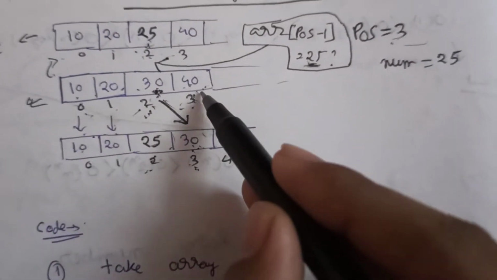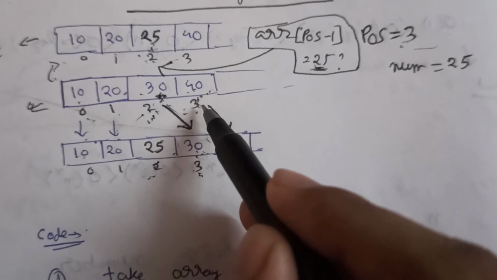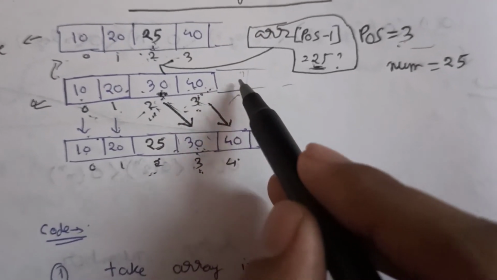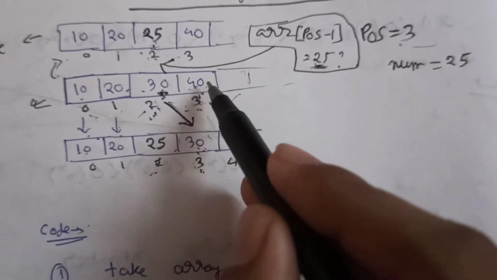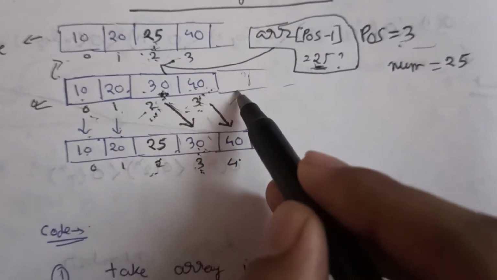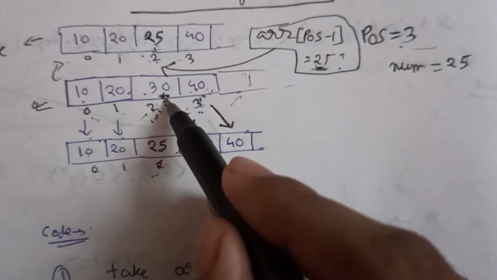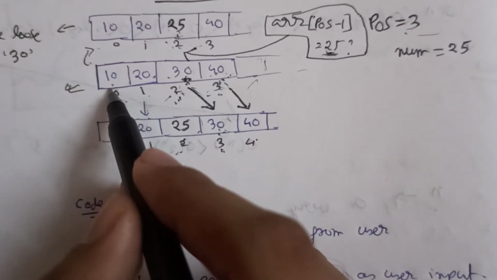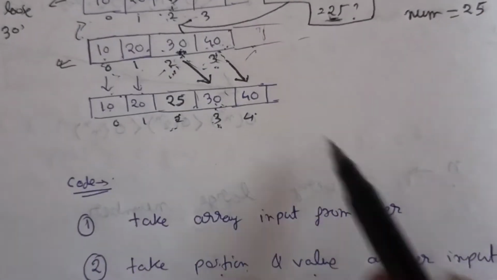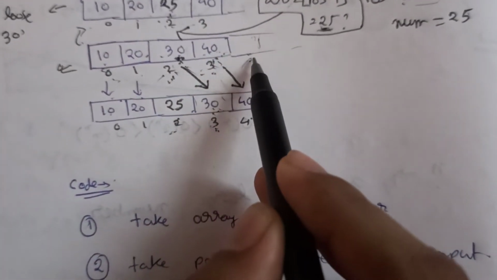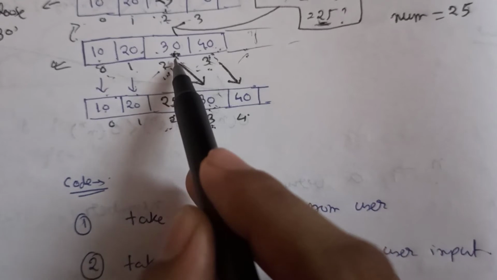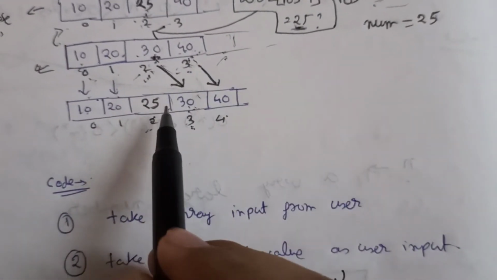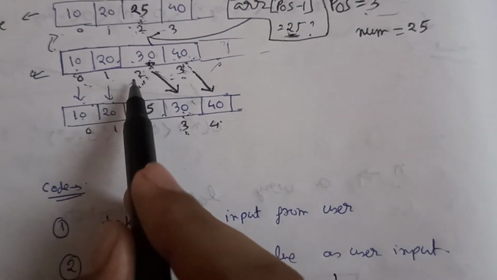Because if we move this 40 of index 3 to index 4, there is nothing to lose, as there is no value stored there already. So we will move this 40 here, and then move this 30 into the 40's location. We do not need to move these other values. So we start the swap from the last, but up to which value? Up to position minus 1, that is, here the position given was 3, so the index will be 3 minus 1, which is 2.